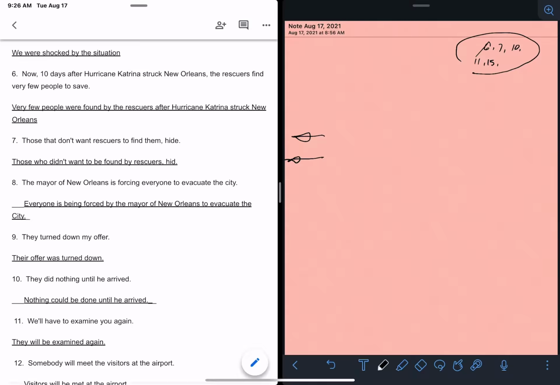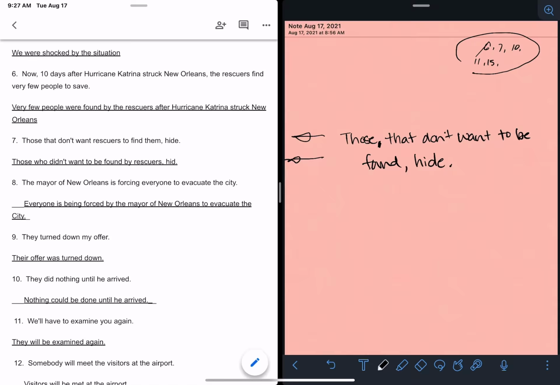The next one we have was 7. That says, those that don't want rescuers to find them hide. This goes back to the review that I just did, where in this active sentence, it's so hard. This is how I would write that sentence. There would actually need to be a comma after those, because we're describing those that don't want to be found, hide. So this is actually my sentence, and that comma was the only thing I changed.